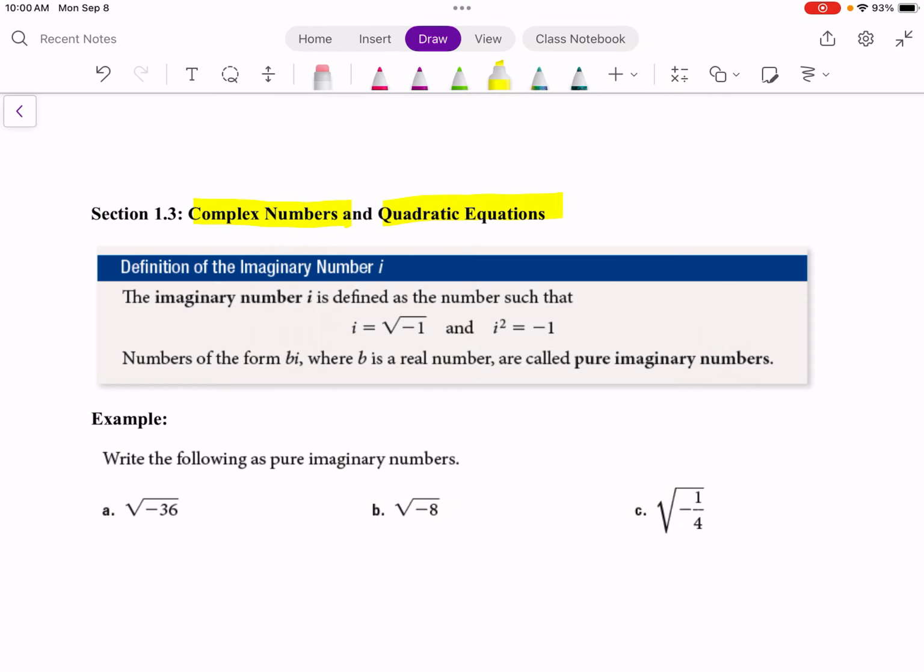So we have an imaginary number represented by i, and this number i is defined as the square root of -1, or if we square both sides of this equation, we get i squared as -1. So from this section onward, our i is an imaginary number, and this i is equal to the square root of -1.